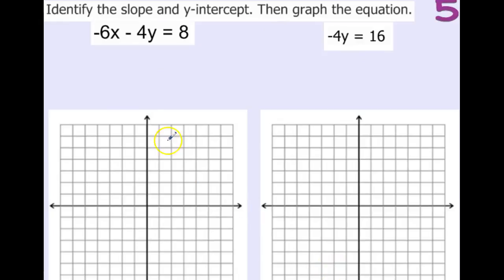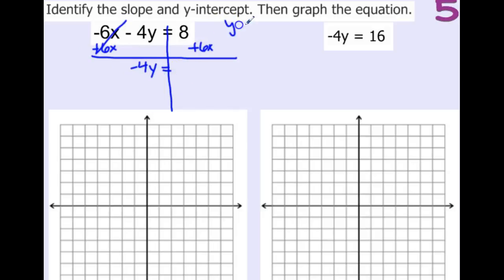Next on slide 5, identify your slope and your y-intercept. I wasn't very nice to you. We need to solve this for y. So first I'm going to add my 6x over to the other side. We have negative 4y equals. Now we want this in the form y equals mx plus b, so I'm going to write my x term first. 6x, and then plus 8.